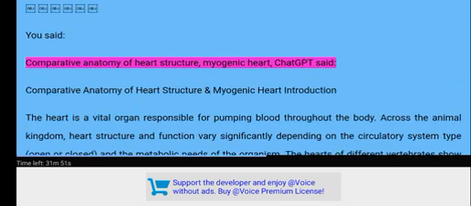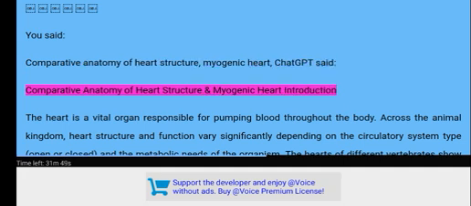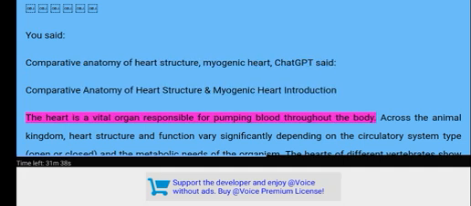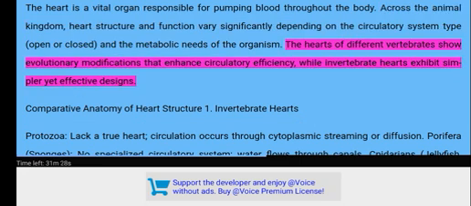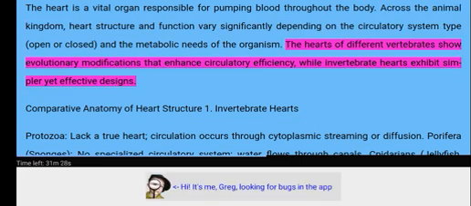You said, comparative anatomy of heart structure, myogenic heart. ChatGPT said, comparative anatomy of heart structure and myogenic heart introduction. The heart is a vital organ responsible for pumping blood throughout the body. Across the animal kingdom, heart structure and function vary significantly depending on the circulatory system type, open or closed, and the metabolic needs of the organism. The hearts of different vertebrates show evolutionary modifications that enhance circulatory efficiency, while invertebrate hearts exhibit similar yet effective designs.